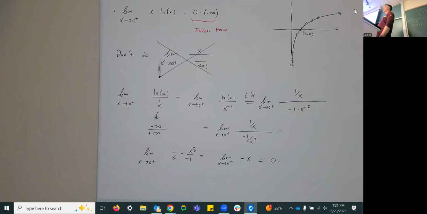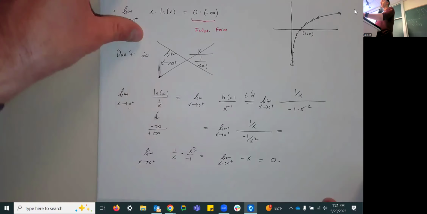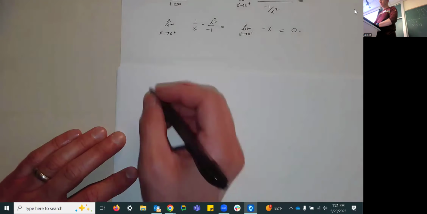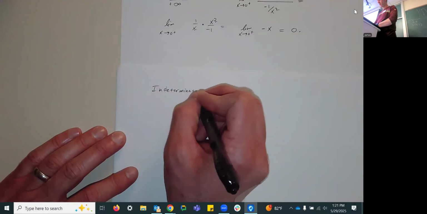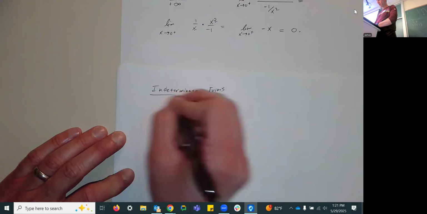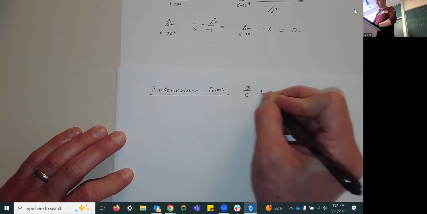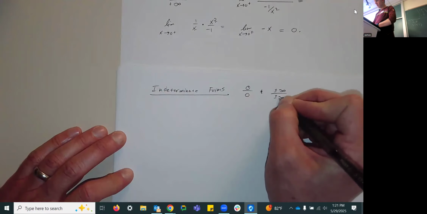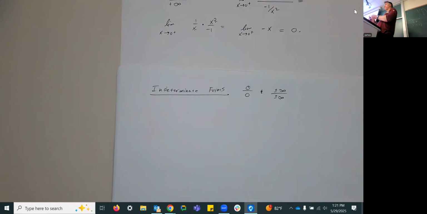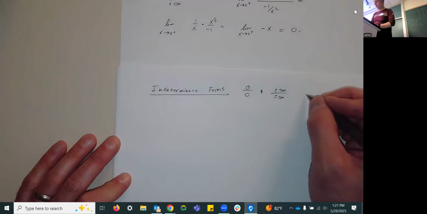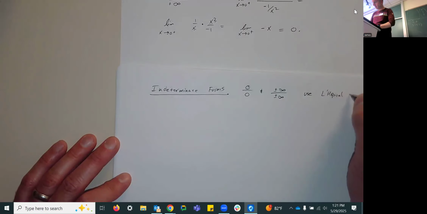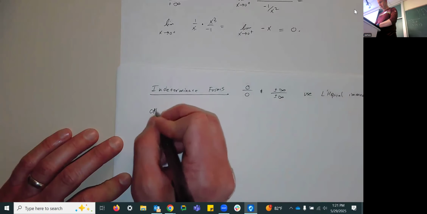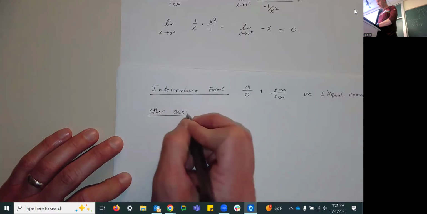So there are 4 other types of indeterminate forms. We've talked about 3 of them so far. So here are the indeterminate form types we've talked about so far. Here are the good ones: 0 over 0 and plus or minus infinity over plus or minus infinity. Doesn't matter which plus or minus. Why are these the good ones? Because we can use L'Hopital's rule right away.